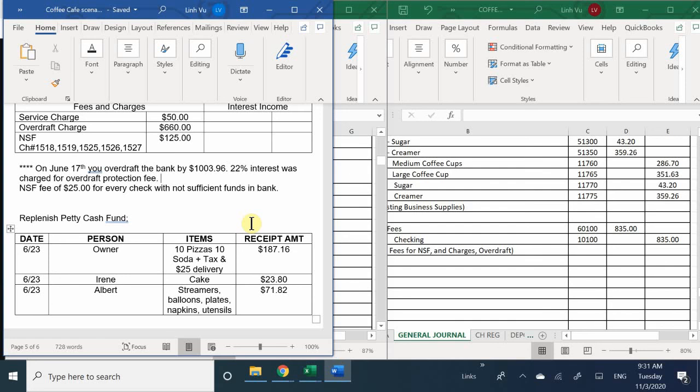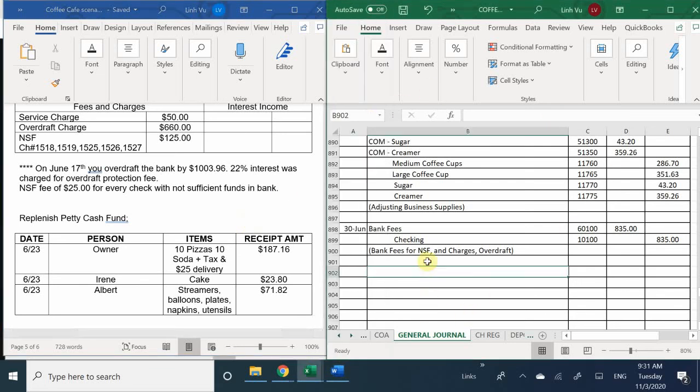So what account is going to be your business expense? Petty cash? No, we do not debit or credit our petty cash fund unless we're either establishing it, increasing it, decreasing it, or closing it out. In this case, we're replenishing it. So then we would do checking, and business expense.